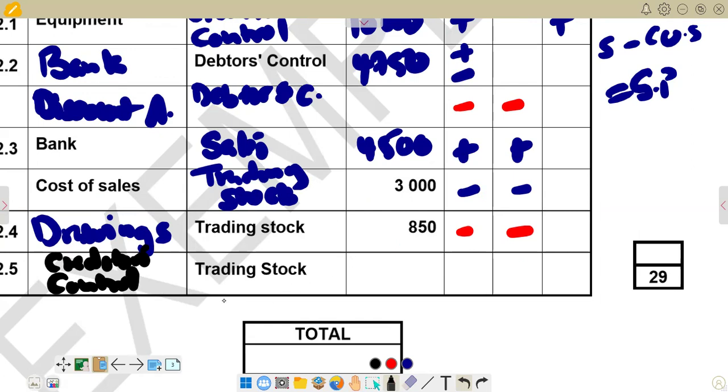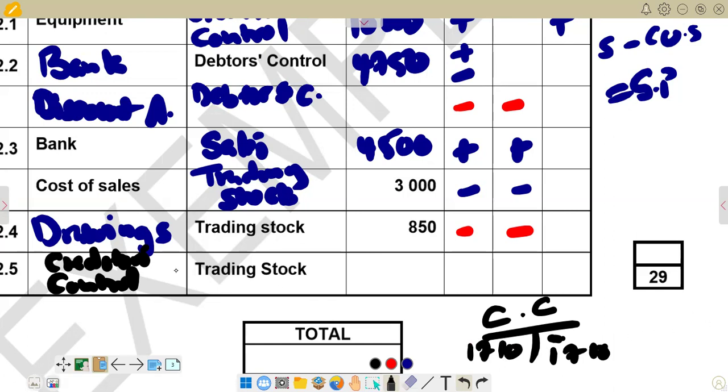So the issue is these creditors: the moment that we bought the goods from our suppliers, we credited the suppliers account here with the amount which is 1,710, and then now they've been returned, which means we're supposed to come to the opposite side, that is the debit side of the creditors control. Now we are debiting 1,710, and then we are crediting the trading stock account.